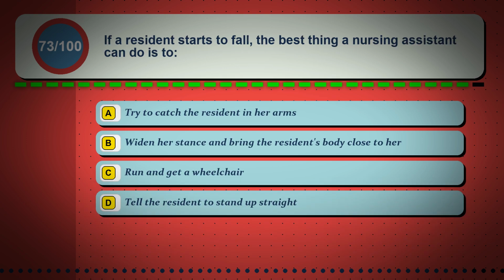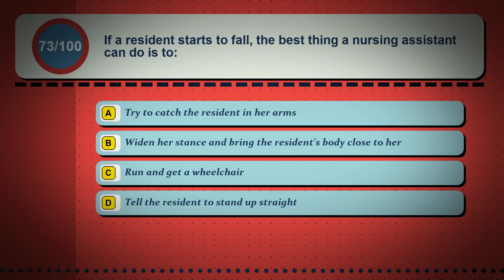Question 73. If a resident starts to fall, the best thing a nursing assistant can do is to: option A, try to catch the resident in her arms. Option B, widen her stance and bring the resident's body close to her. Option C, run and get a wheelchair. Option D, tell the resident to stand up straight.